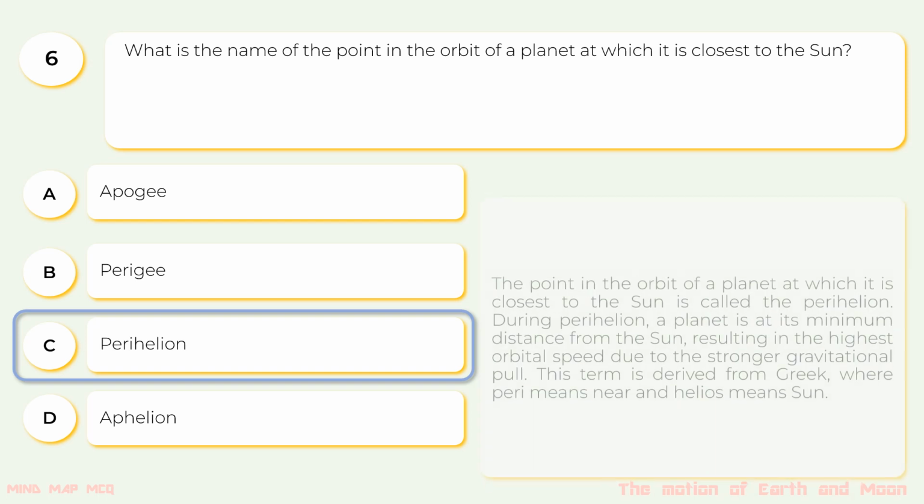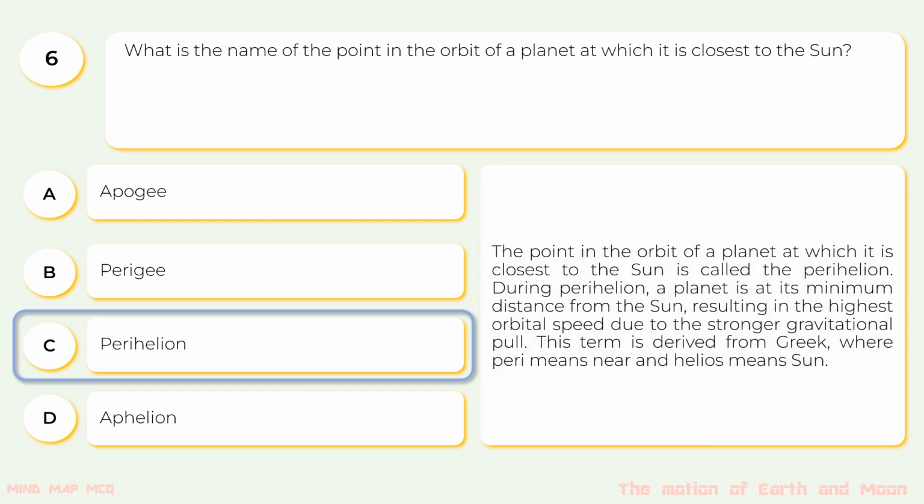Perihelion. The point in the orbit of a planet at which it is closest to the Sun is called the perihelion. During perihelion, a planet is at its minimum distance from the Sun, resulting in the highest orbital speed due to stronger gravitational pull. This term is derived from Greek, where peri means near and helios means sun.